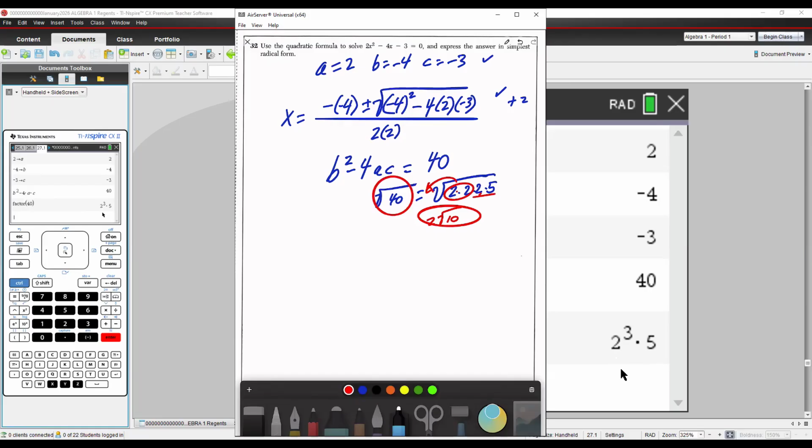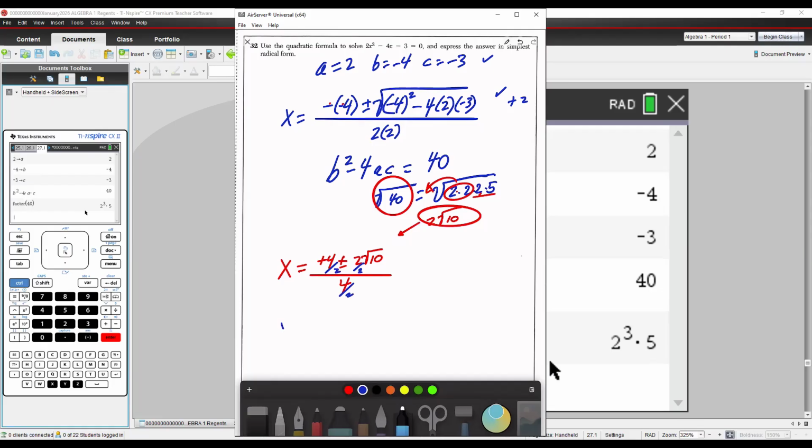Now that I have that, I can finish this up. A negative times a negative is going to be a +4 plus or minus 2 times the square root of 10. I just take that and put it right over here. And then on the bottom, it's going to be 4. Now, if you get to this point, that is worth 3 points. But you should see that all of these are even numbers, so you can divide out a 2 at least from all of them. So your answer is going to be 2 plus or minus 1 square root of 10 over 2. That's it. That's your answer. Can't do anything more than that.